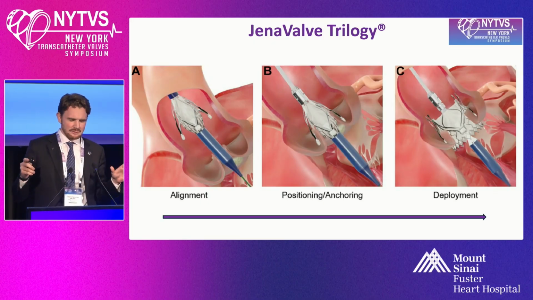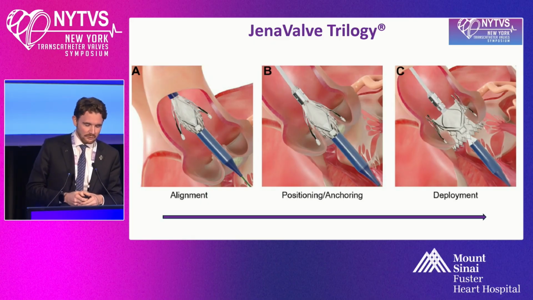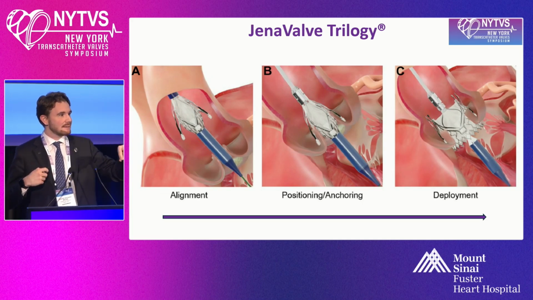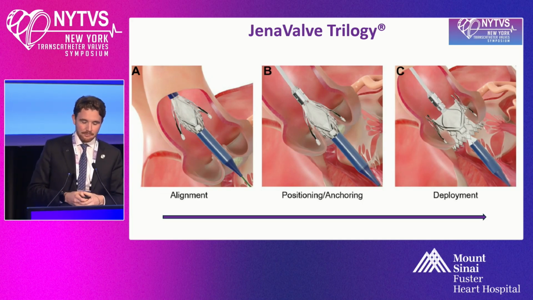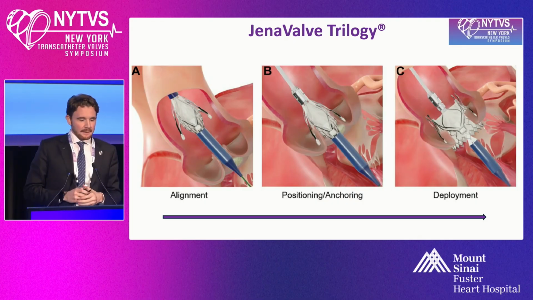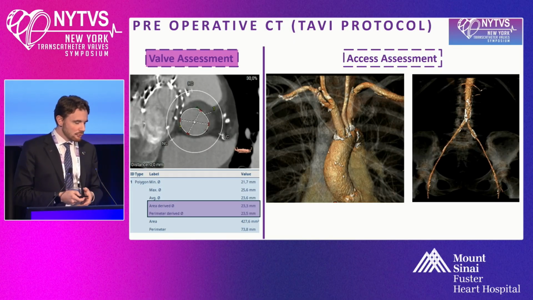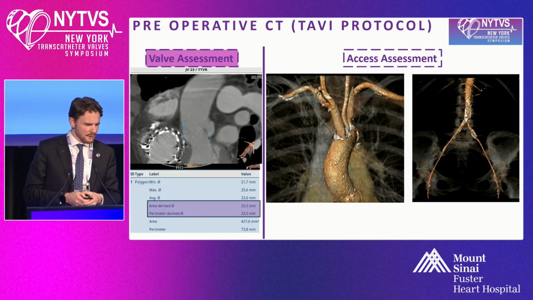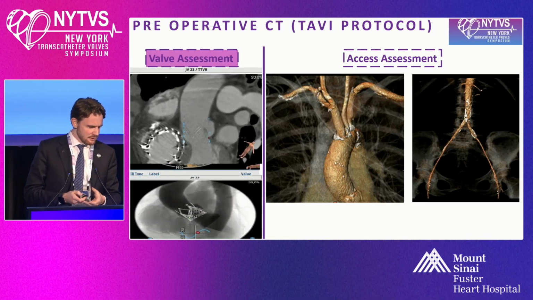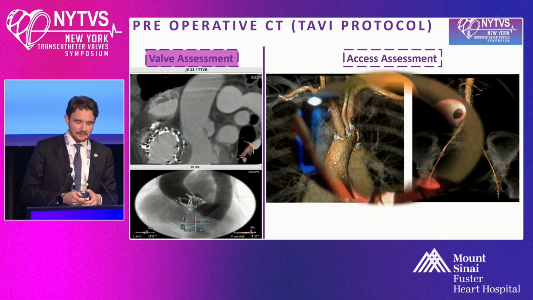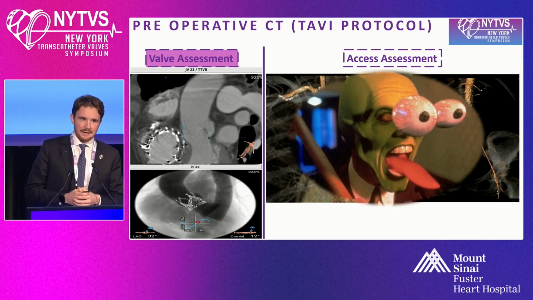As you can see, we already discussed this before, so I will not go on about it. The JenaValve has three anchors that need to get into the cusps of the valve to be implanted and then deployed. On the valve assessment, there is no more to say apart from the fact that we decided on a Jena 23, just based on the anatomy, but that was not the issue. I think the principal issue was the access.